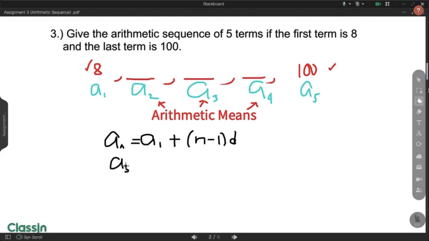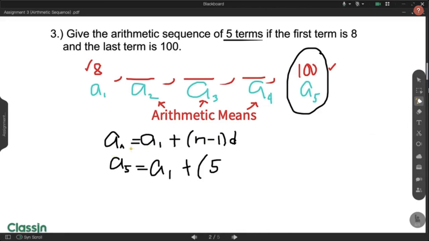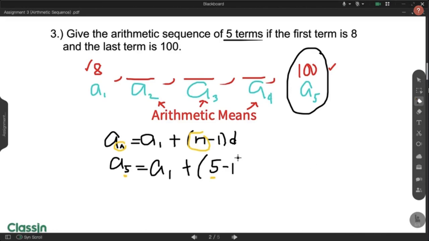A sub 5, because there are 5 terms and this is the 5th term, equals a sub 1 plus 5. Always remember, class, that whatever you write here should be the same here. So if this is 5, this is also 5 here. Minus 1, multiplied by d. A sub 5 is 100. A sub 1 is 8. Plus 5 minus 1 is 4, and then copy d.